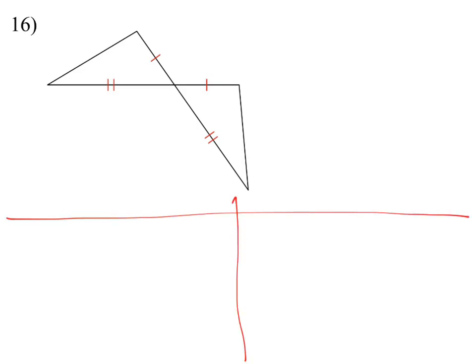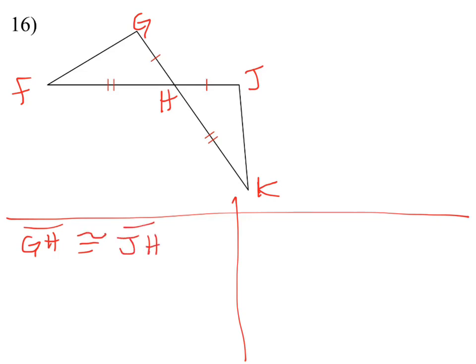We need to bring that down a little bit, and we got our two columns. Here, let's do F, G, H, J, and K. There's labels. You need to have some labels down for yourself. I know that these two segments are congruent to each other. So GH is congruent to JH, and that's a given. I know these other two sides match up. So FH is congruent to KH, and that's also a given.